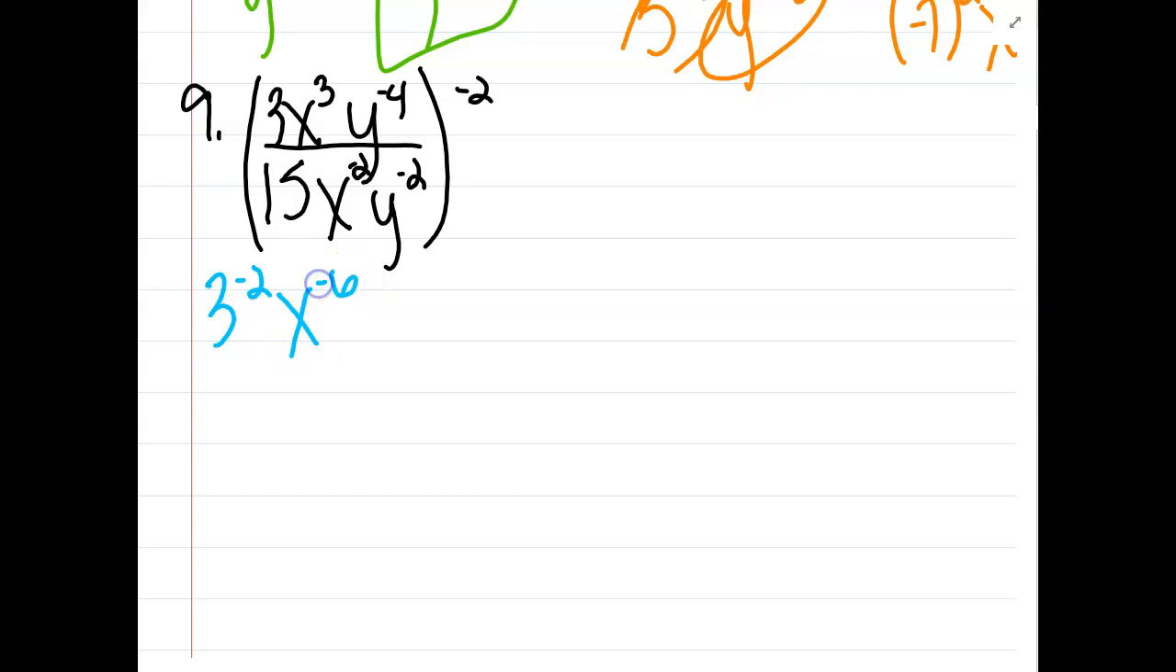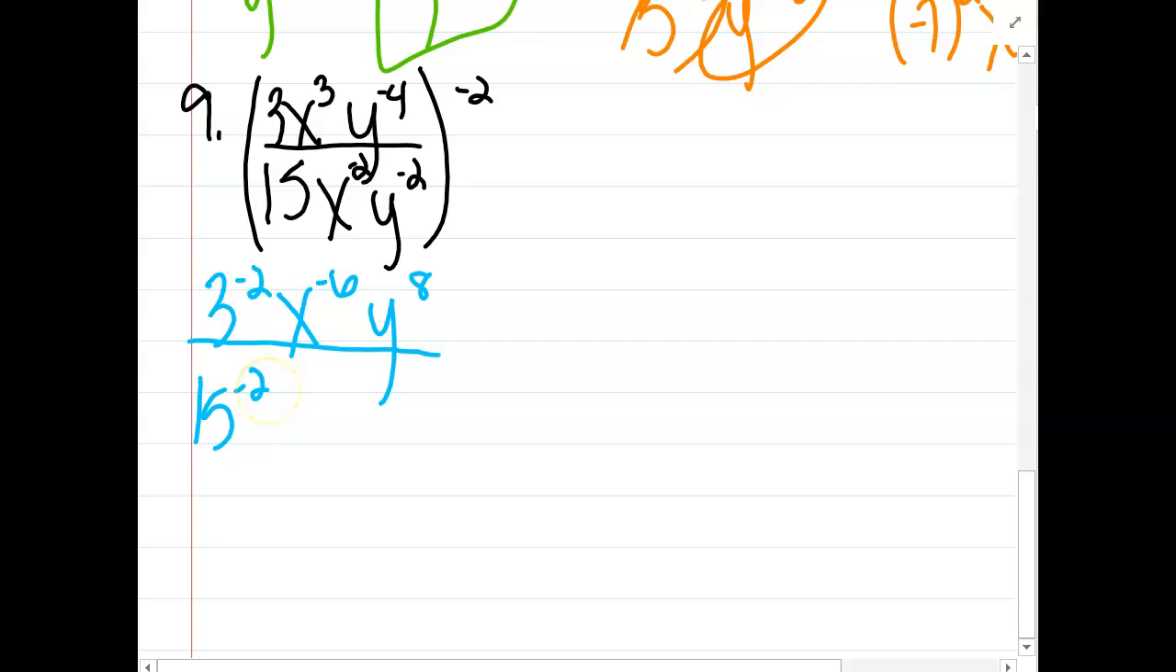So it's going to be x to the negative 6, y to the negative 4 times negative 2 will give you a positive 8, over, we're going to take 15 to the negative 2nd, x to the negative 2 times negative 2 would give me a positive 4, and then y to the negative 2 times negative 2 would give me a positive 4 as well.